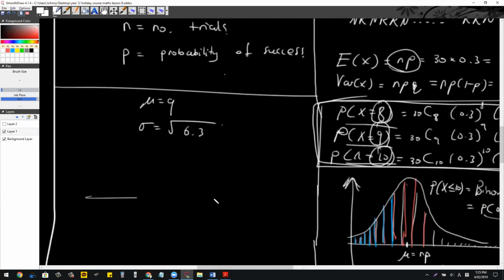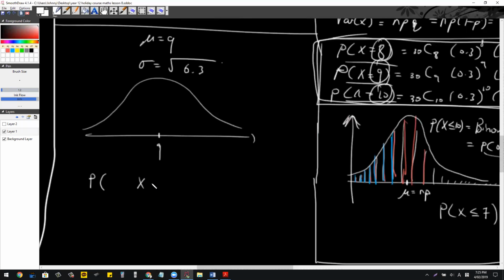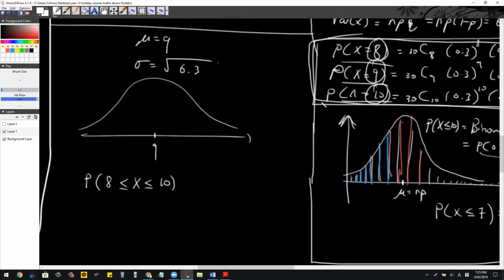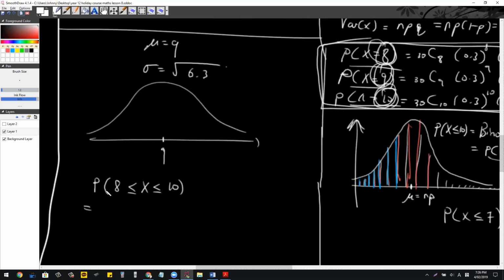Then you form a perfect normal distribution with 9 in the middle. If you want to find the probability that x is between 8 and 10, inclusive as well, we wanted to calculate this one and this one and this one, right? We simply extend this one because there's a 9 here, and this is an 8 here, and this is a 10 here. And we calculate this area.